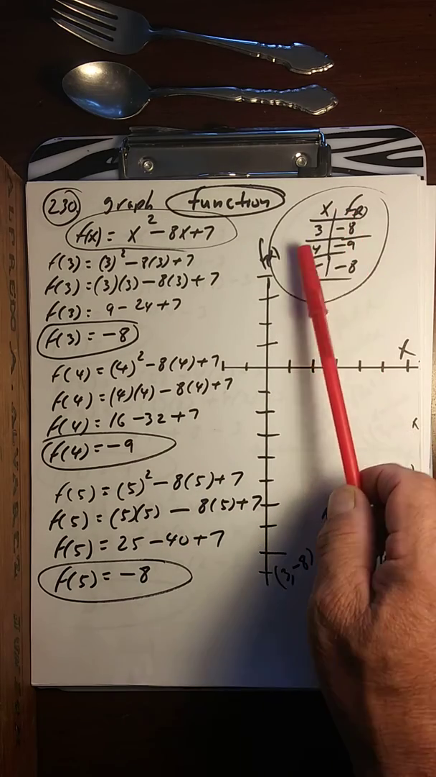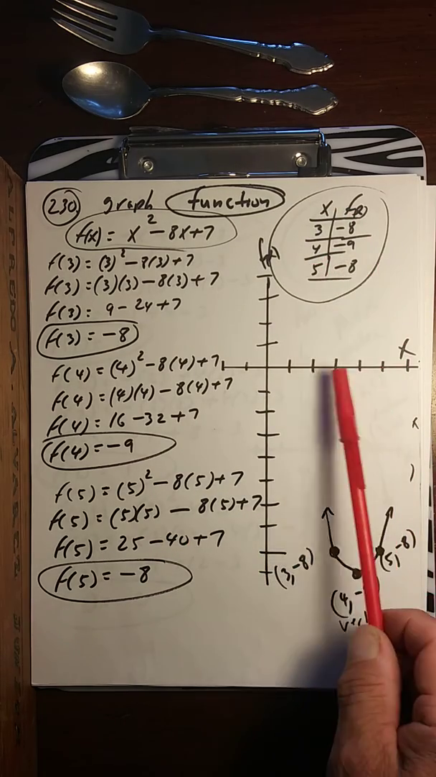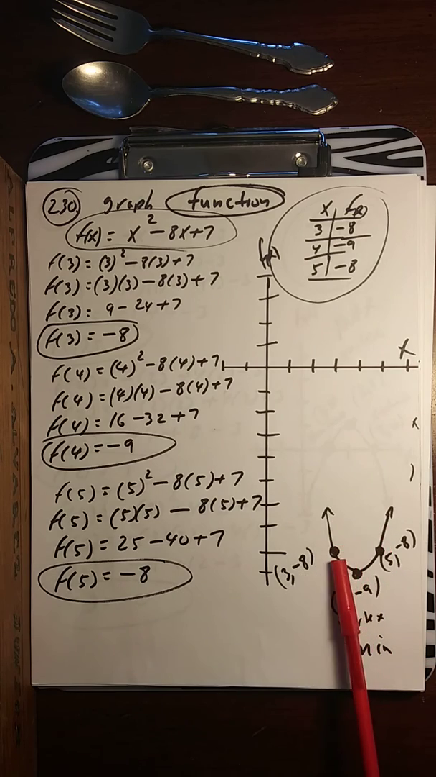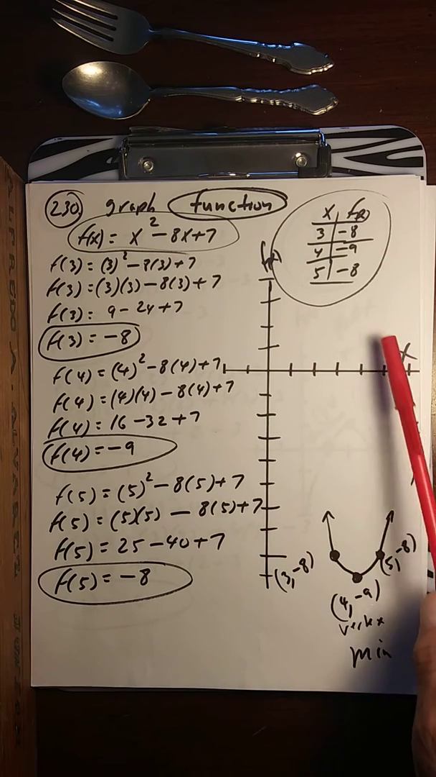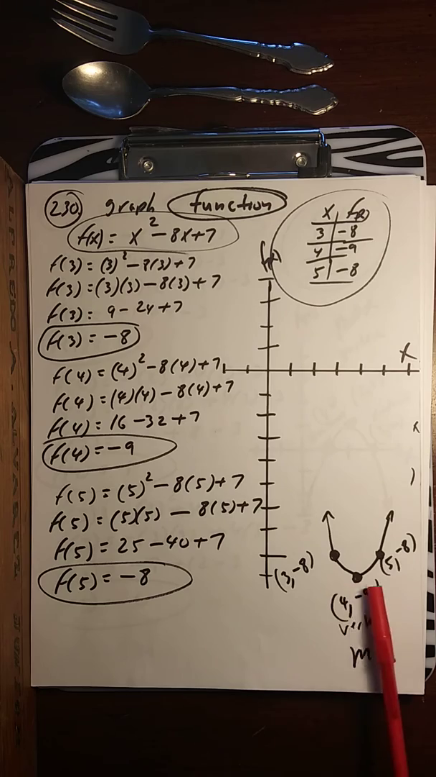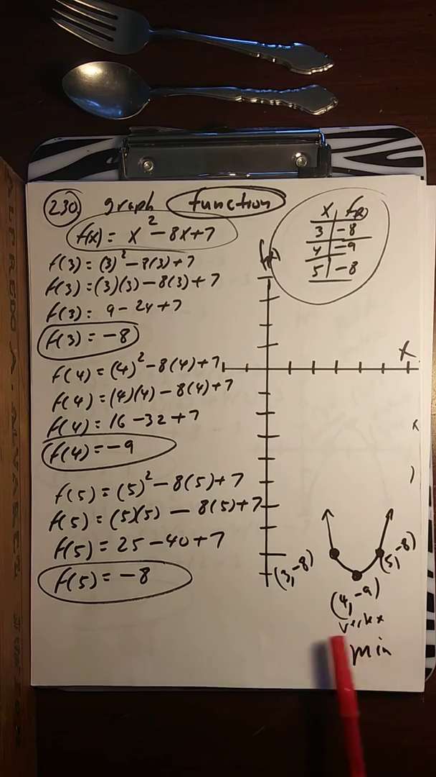So we have 3 and negative 8, 4 and negative 9, and 5 and negative 8. And again, this is a vertex, and it's also a min.